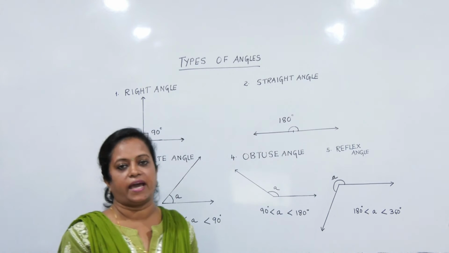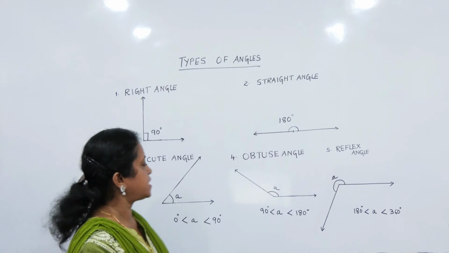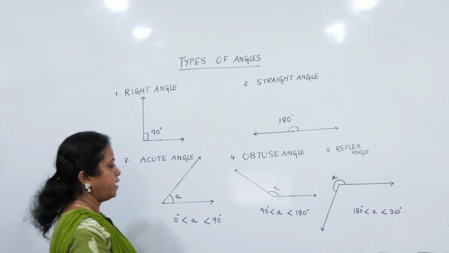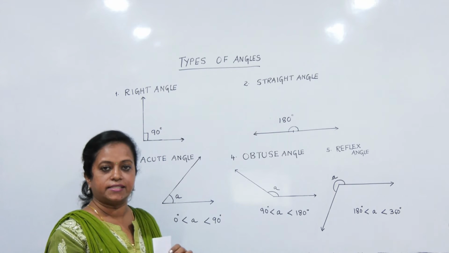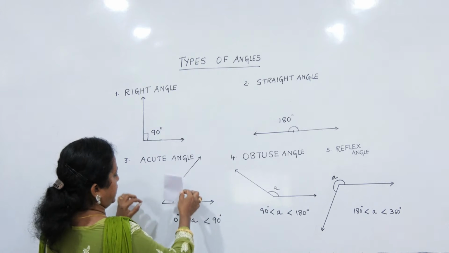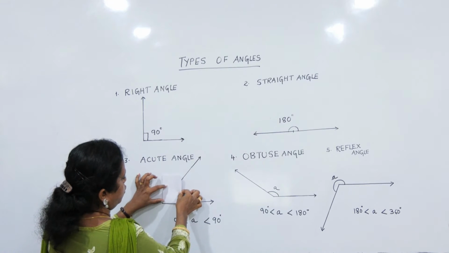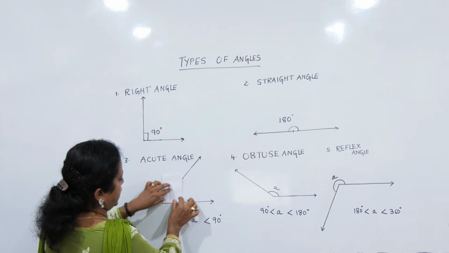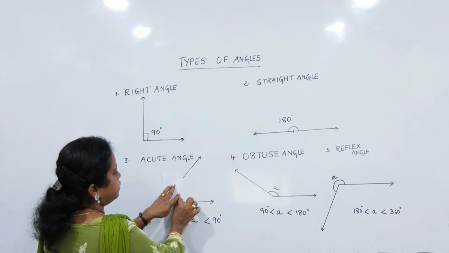Now what about the three angles that we have learnt? The first angle that we learned was acute angle. I am going to place this right angle tester on the acute angle and see. So when I place it on the acute angle, what do I observe?